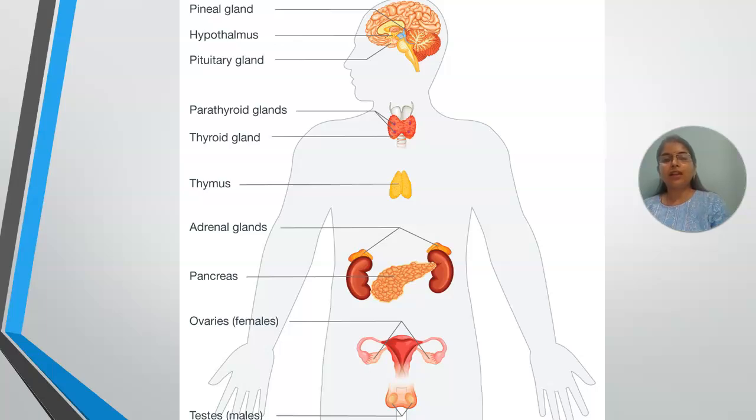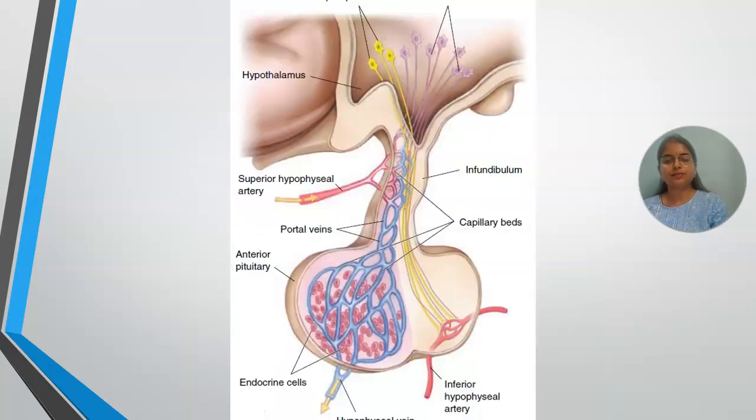Now, there are different types of endocrine glands which are found in the body, starting from the brain, in which there are 3 endocrine glands located, that is the pineal gland, the hypothalamus, and the pituitary gland. Then in the neck region we have the thyroid gland and the parathyroid gland. Then in the chest region we have the thymus. Then just above the kidney is the pair of adrenal glands. Then we have the pancreas, and then we have the gonads. In females we have ovaries, and in males we have testes.